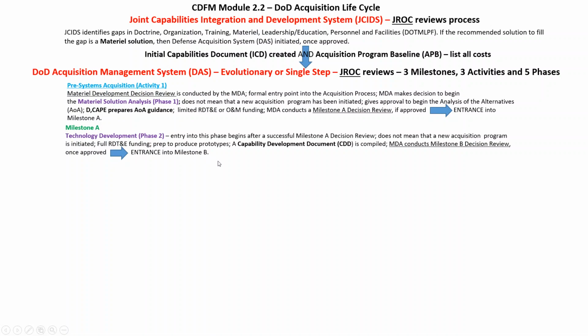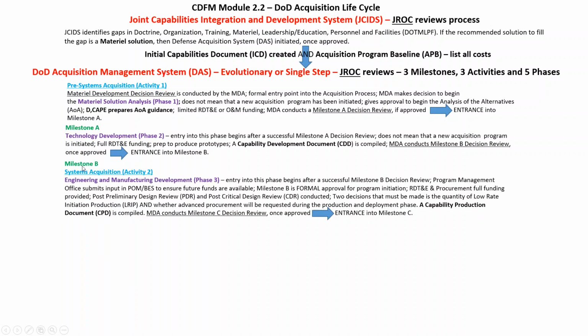If you can remember that acquisition life cycle chart, the acquisition system, that's what we're trying to depict here. So Milestone B, and in Milestone B, you have the systems acquisition. So we had pre-systems. These are all our analysis, material solution, technology development. Milestone B, we have systems acquisition, and in Milestone B is where you have the engineering and manufacturing development. This is where it gets serious.